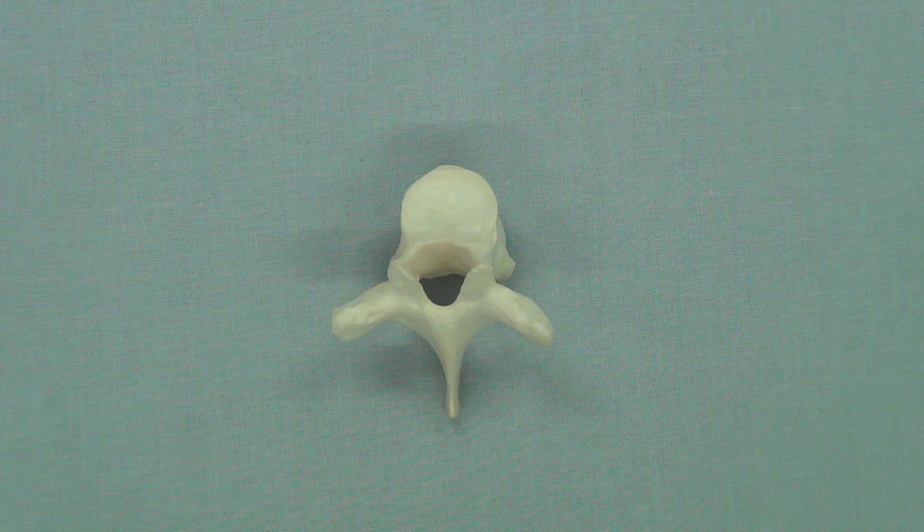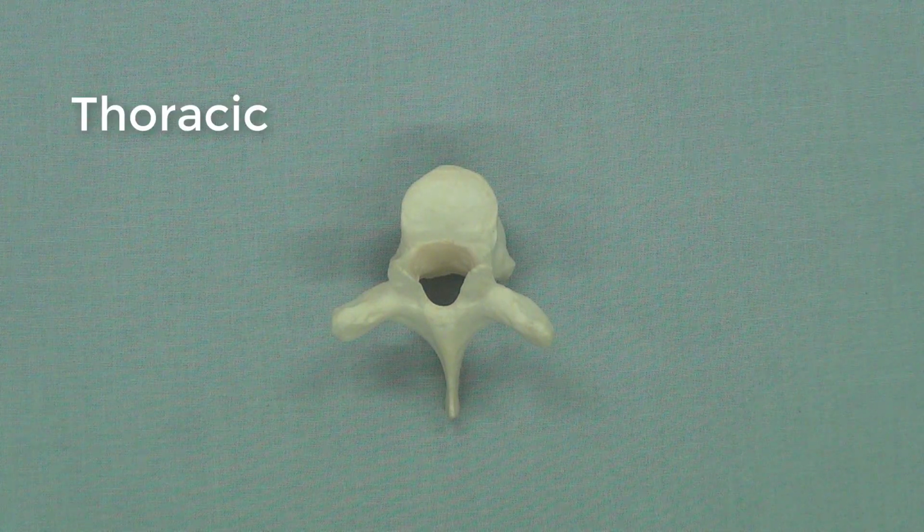Let's move to the next vertebra region. The next vertebra region is the thoracic region. There are 12 individual vertebrae in this region.